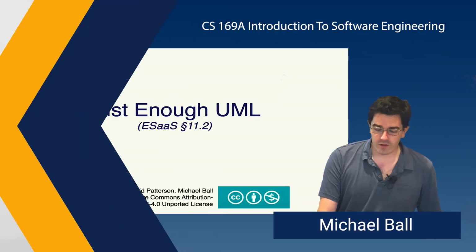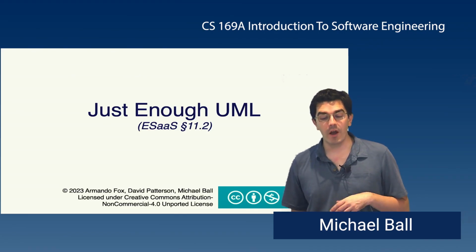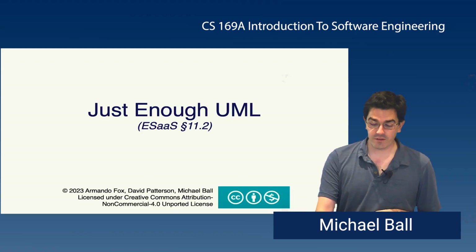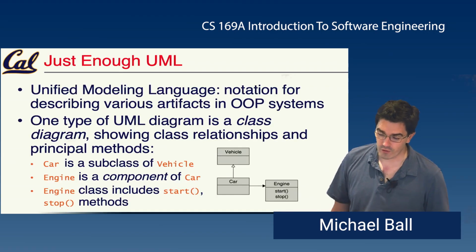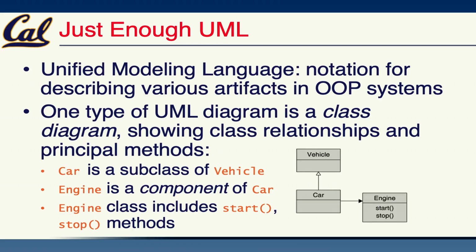Briefly, before we get to design patterns, it's helpful to think about the design of our classes in our application. So we're going to talk about just enough UML. UML is a unified modeling language. It's not a text language, but it's a notation for describing object-oriented systems, essentially how we draw out the relationships between classes, between components.